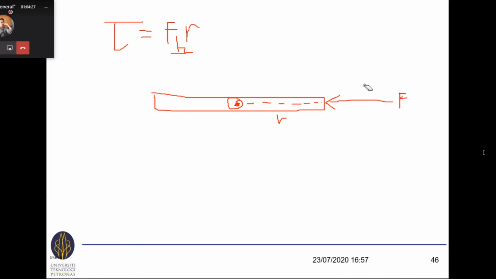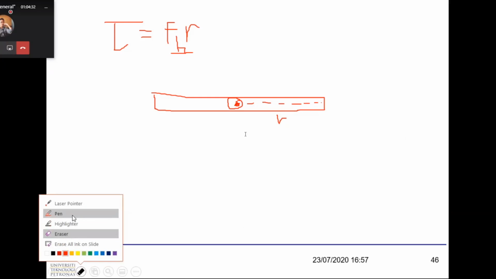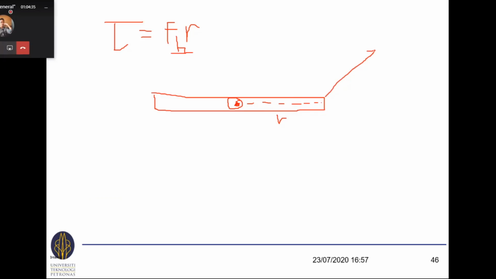Back to the question just now. You have a force that is coming with a certain angle. So when the force comes with a certain angle like that, this F has two components, Fx and Fy. Between Fx and Fy, which one will make rotation? Fy, because you must find the force that is perpendicular to the R.